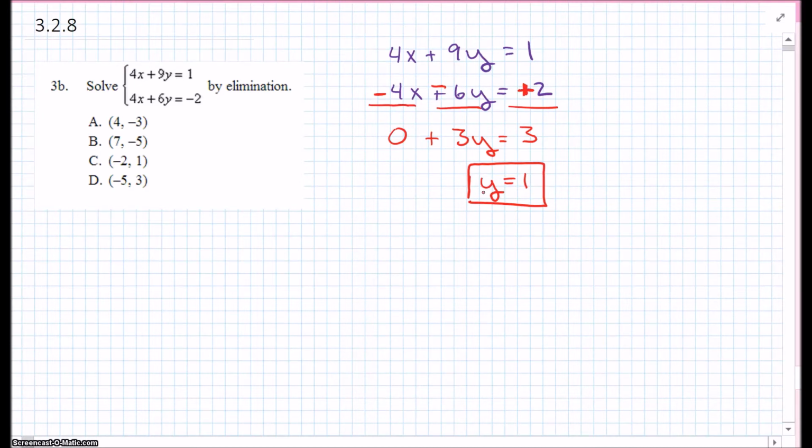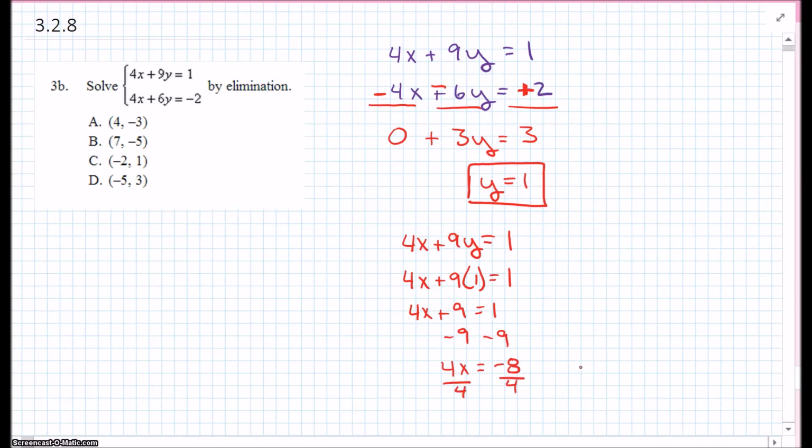Alright. Now it does not matter which equation we plug y equals 1 into. So now we just plug y in. Let's plug it in the first one. So I get 4x plus 9y equals 1. So we plug in y equals 1. So 4x plus 9 times 1 equals 1. So 4x plus 9 equals 1. Subtract 9 from each side. We're going to get 4x equals negative 8. Divide each side by 4. We're going to get x equals negative 2. So our solution set is x comma y. So it would be negative 2 comma 1. We can always go back and check our work if we need to.